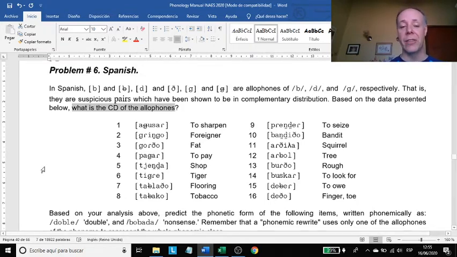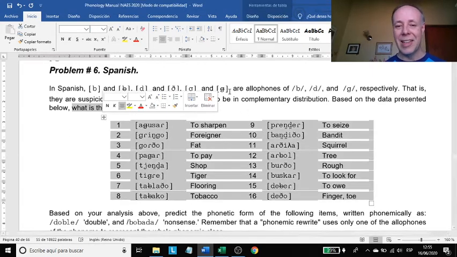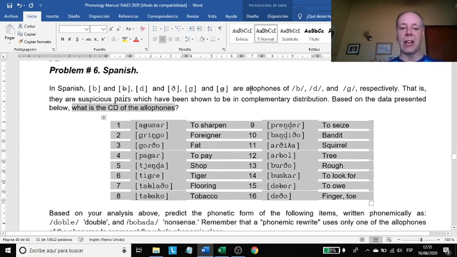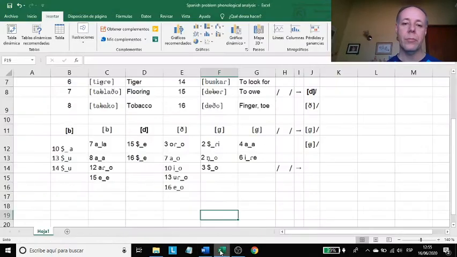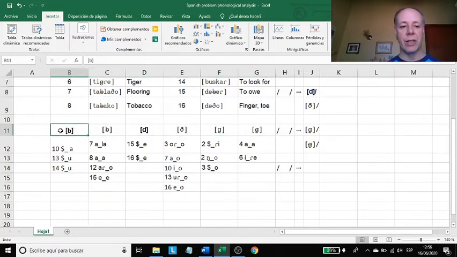So, in order to do that, we need to analyze the linguistic corpus, which is 16 Spanish words. Abusar, gringo, gordo, pagar, etc., etc. All these. And we need to do a T diagram for how many sounds? 1, 2, 3, 4, 5, 6. We need 6 different T diagrams. Let's do that. Here you go. So here I wrote a T diagram for each of the sounds.